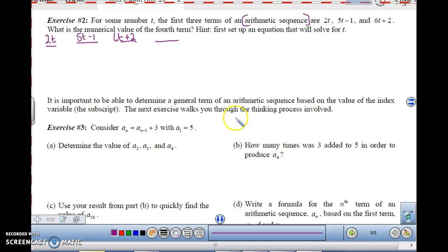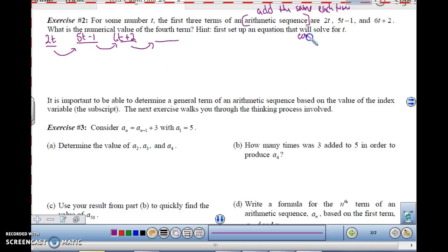All right, if it is the arithmetic sequence, it means that you're going to add or subtract each time. And what's called the common difference is going to be the same. So you're going to add the same value each time. Okay, so the common difference between here and here, and here and here, and here and here should all be the same. So we have to figure out what is the common difference.